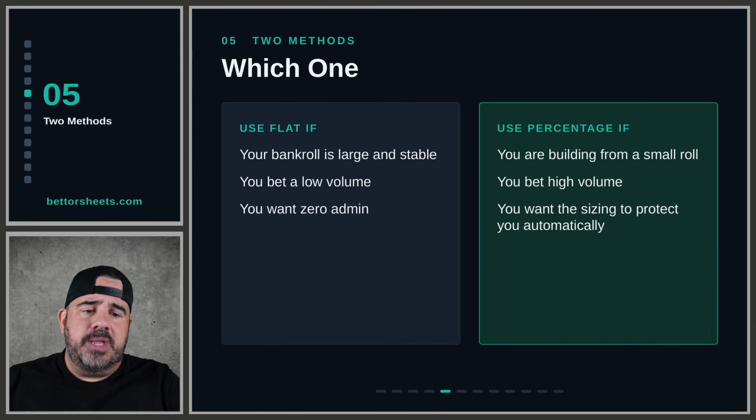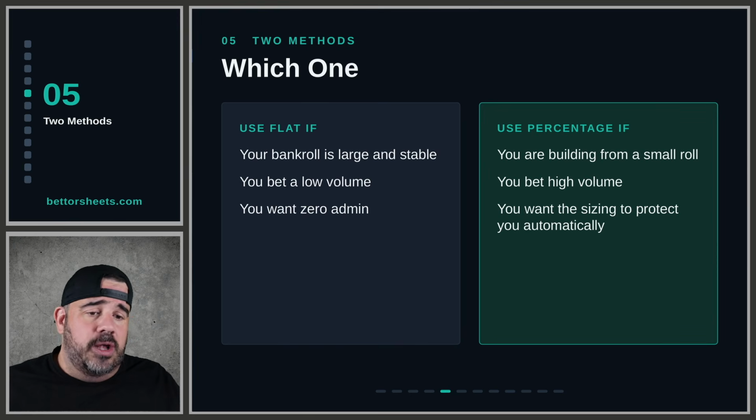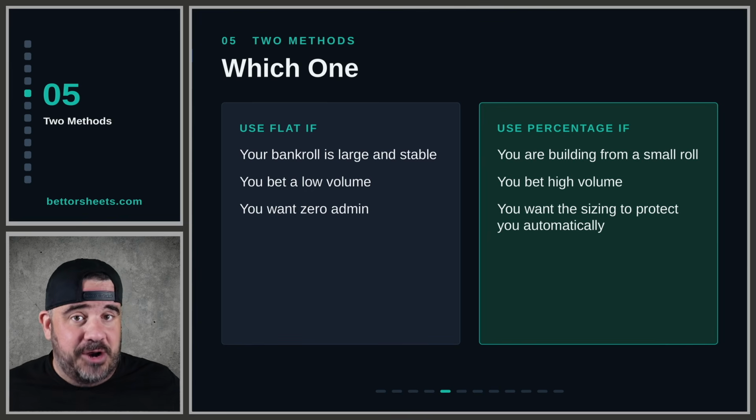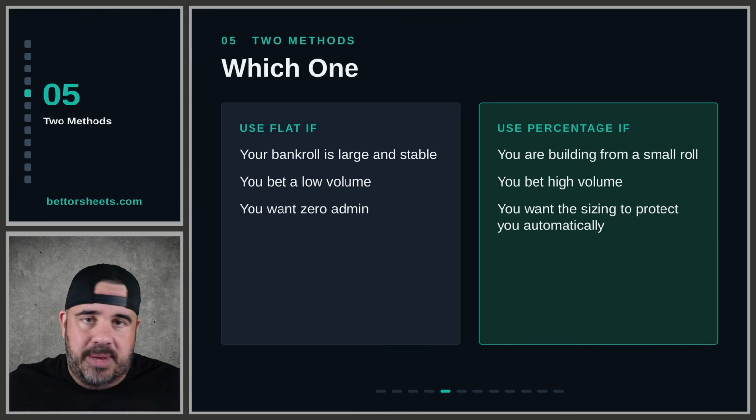So here you go. Flat. You put them next to each other. You can see it. Flat works when your bankroll is large and stable, and you don't mind using the same amount. You bet a low volume. Some people only bet 2-3 plays a day. You might be that person. I'm not that person. I bet 20-30 plays a day. And you want zero hands-on admin. You just want to know, hey, it's 20 bucks here, 20 bucks here, 20 bucks here.